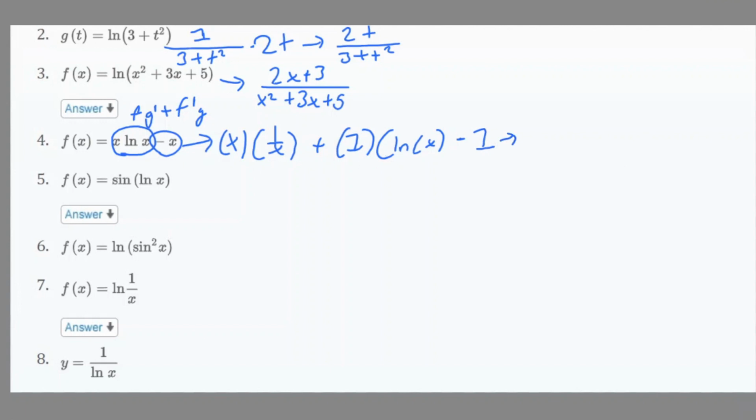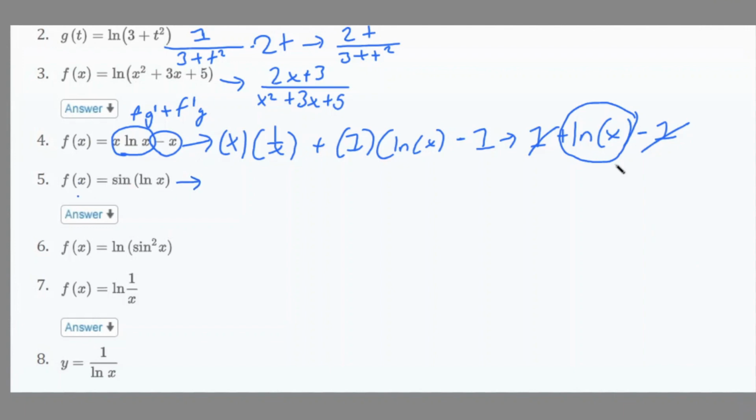And now if we multiply it all out together, we're going to have 1 because x over x is 1, plus ln of x minus 1, and the 1's cancel out. So your final answer is really just ln of x, and that would be the derivative for number 4.